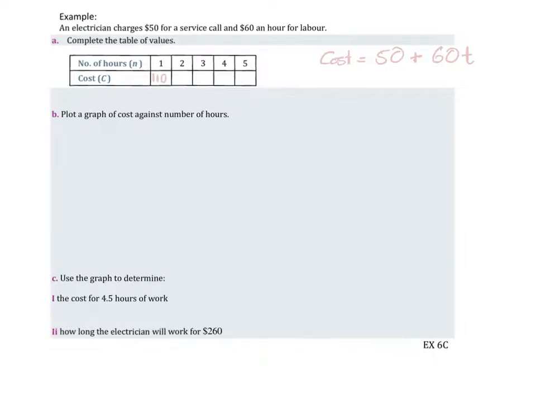And then the 2 hours, obviously it's going up another $60, so it's $170. Going up another $60 for 3, so that's $230. For 4 hours, $290. And then for 5 hours would be $350. So not bad money, is it?